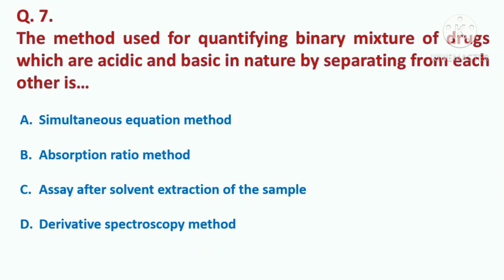Next question is the method used for quantifying a binary mixture of drugs which are acidic and basic in nature by separating from each other. So what is asked here? We have a binary mixture of drugs, and for quantifying that, the drugs are acidic and basic in nature and they are separated from each other for the estimation. Which method is used for that? Simultaneous equation method, absorbance ratio method, assay after solvent extraction of the sample, and derivative spectroscopy.